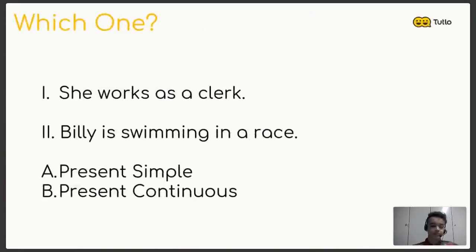Now, we're going to wrap up our activities before we move on to the last part of this presentation with these last 2 questions, all right? And it's simple. So now that we know the difference between present simple and present continuous, you're going to tell me the answers for number 1 and number 2. Is number 1 A, present simple, or B, present continuous? Number 1 says she works as a clerk. Is that present simple or present continuous?